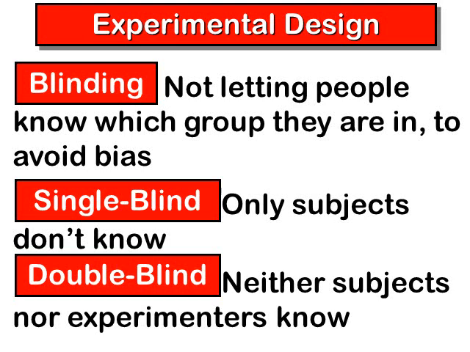Sometimes you will do a blind. You won't let people know which group they're in so you can avoid biases. A single blind means that only the subjects don't know, the people being tested, and a double blind means that neither the subject nor the experimenters know.